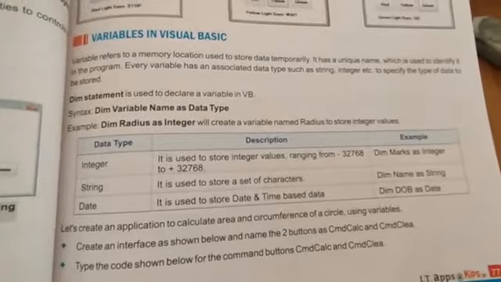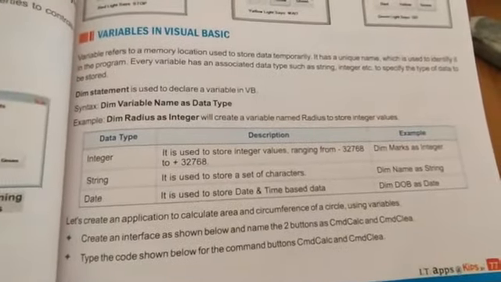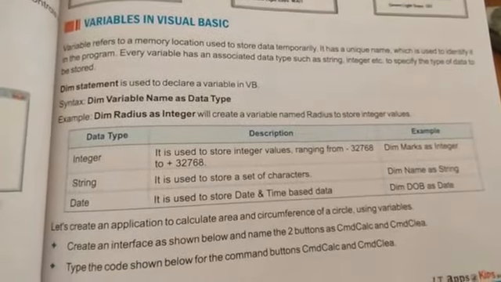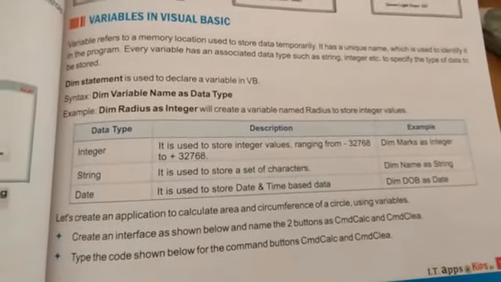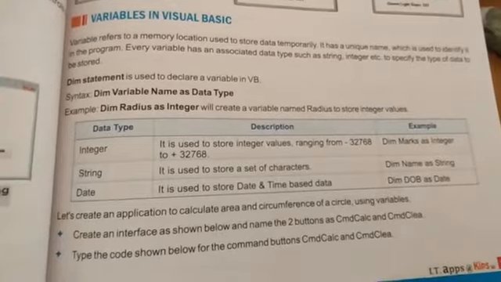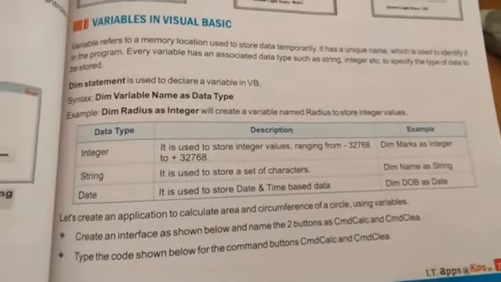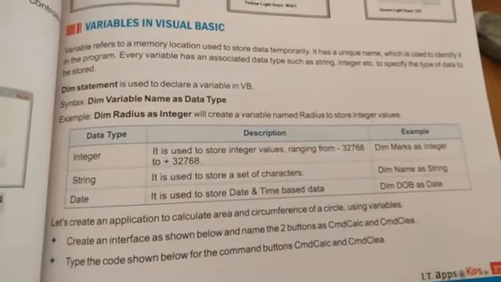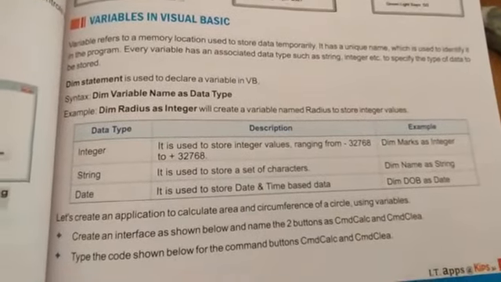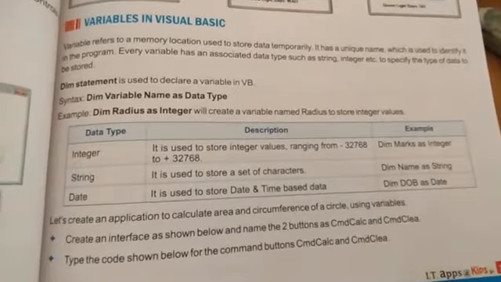Yes students, what is a variable? A variable refers to a memory location that is used to store data temporarily. It has a unique name. It is used to identify it in the program. Every variable has an associated data type such as string, integer, etc., to specify the type of data to be stored.